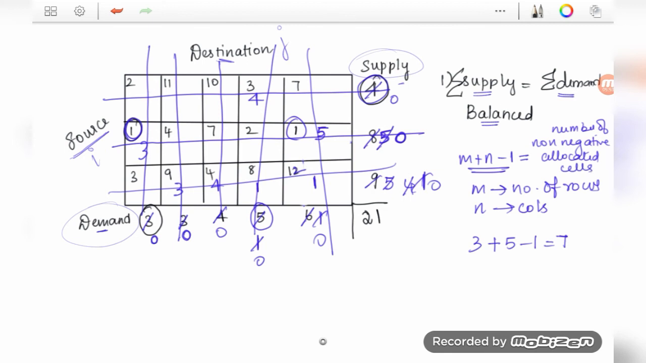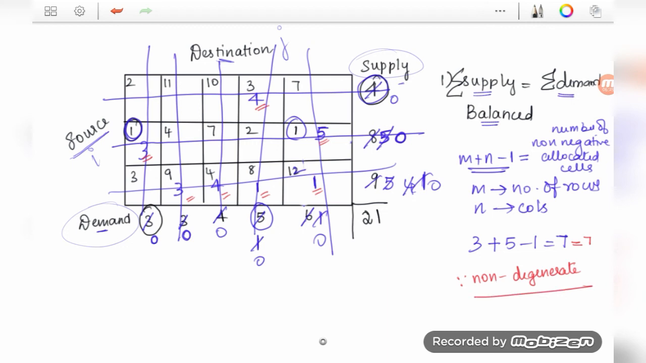Now let's see how many cells have been allocated. I'm just going to mark the cells that have been allocated; I'll underline them for our understanding. So 1, 2, 3, 4, 5, 6 and 7. The number of non-negative allocated cells is equal to m plus n minus 1. Thus it is a non-degenerate basic feasible solution.